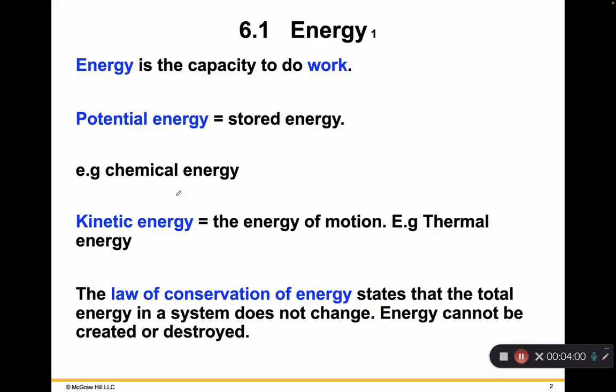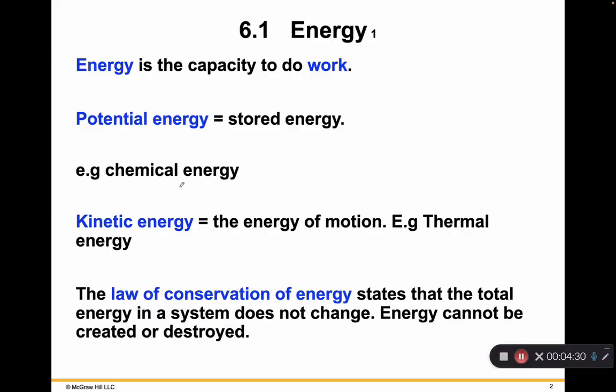Okay, some examples of potential energy. An example is chemical energy. It means the energy stored in the chemical bonds of the reactants or products, we call potential energy. And heat is an example of kinetic energy, the thermal energy, because it is the energy produced due to moving particles.